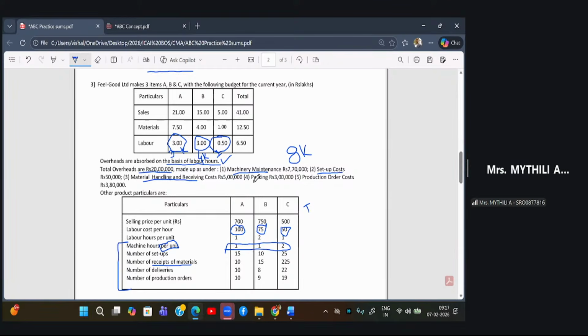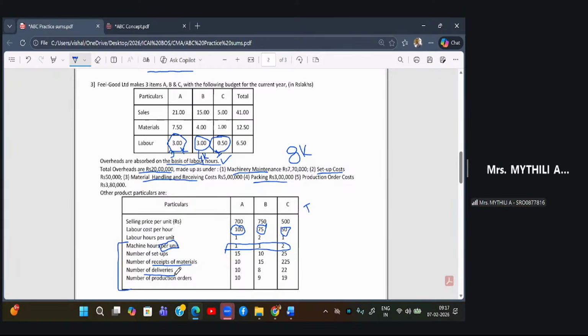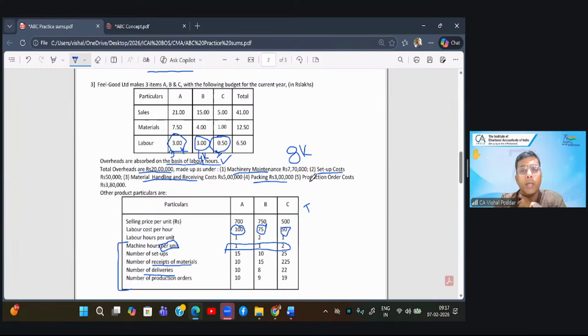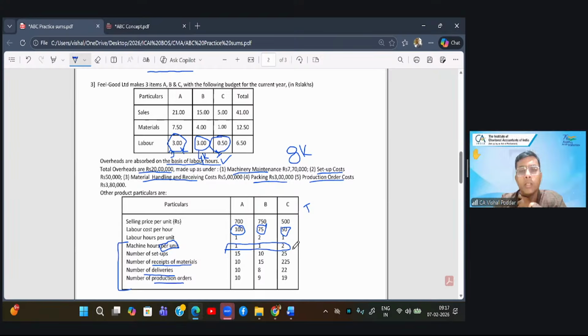Correct? Then the packing activity. What will be the base? Packing, number of deliveries. And for production order cost, it will be number of production orders. So for these four, you have to do simple total.